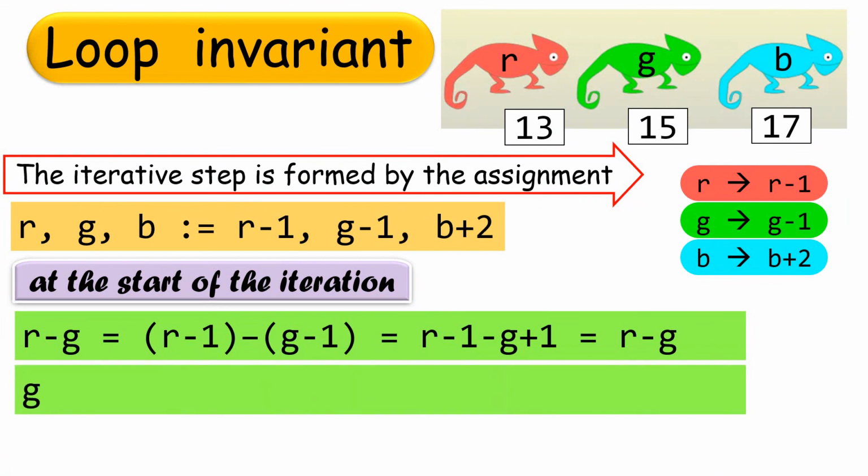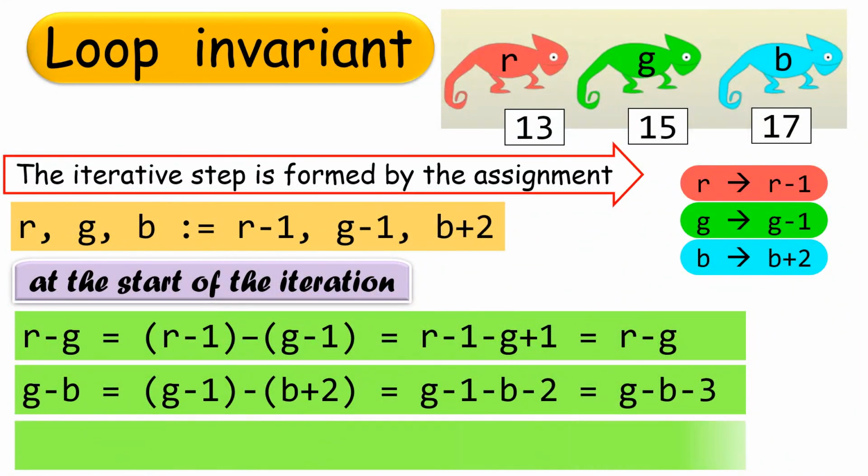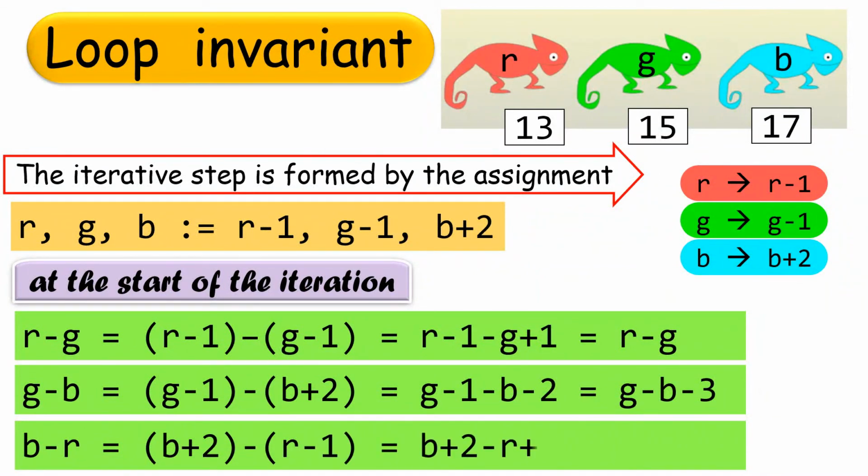Similarly, G minus B is equal to G minus 1 minus B plus 2 equal to G minus 1 minus B minus 2, which is equal to G minus B minus 3. So what I have done here is, in the place of G, I am using G minus 1 and in the place of B, I am using B plus 2. Similarly, B minus R is equal to B plus 2 minus R minus 1 equal to B plus 2 minus R plus 1 equal to B minus R plus 3.